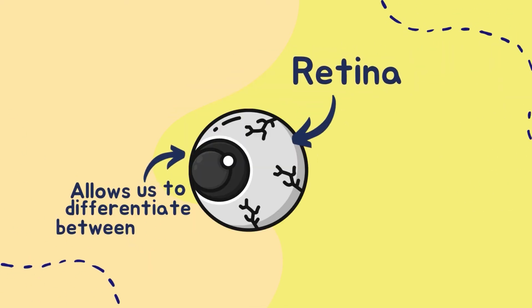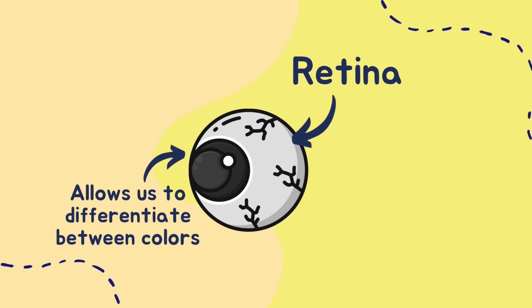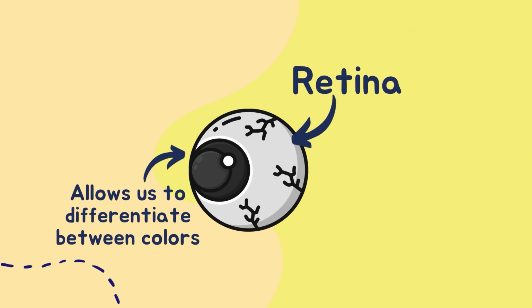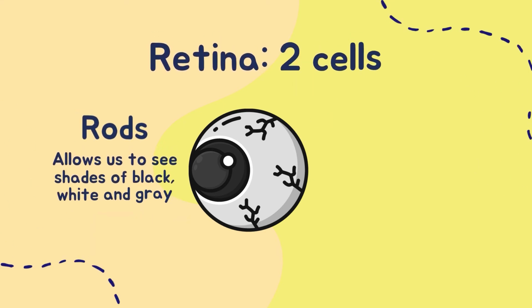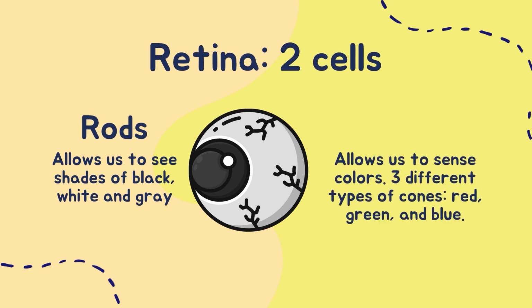There is the retina. The retina is the back of our eyes. The retina contains special cells that allow us to differentiate between colors. These 2 cells are called rods and cones. Rods allow us to see shades of black, white, and gray. They also determine the shape of the object that we're seeing. Cones allow us to sense colors. There are 3 different types of cones: red cones, green cones, and blue cones. These 3 cones work together so we can see different combinations of colors when light enters our eyes.